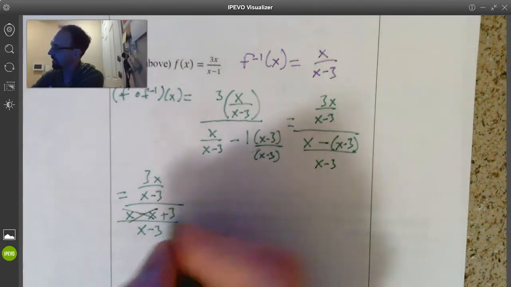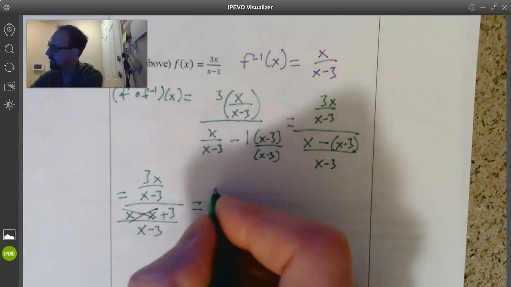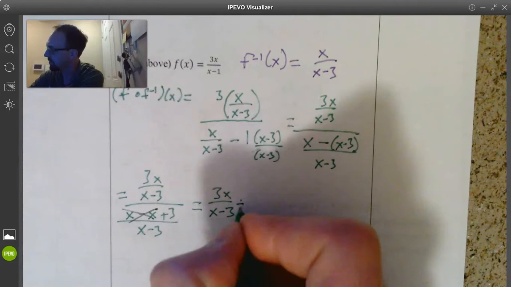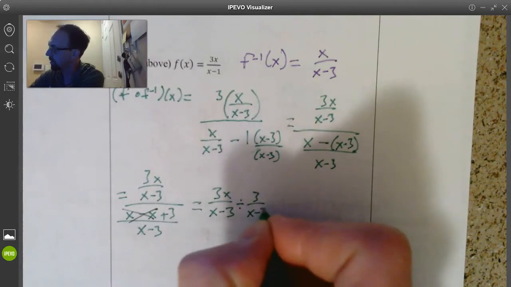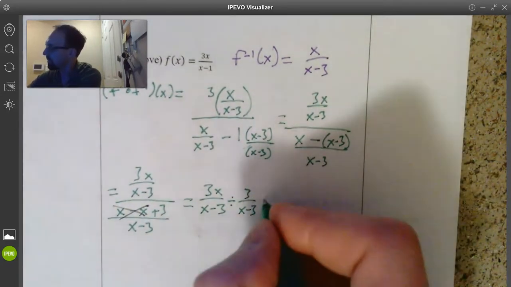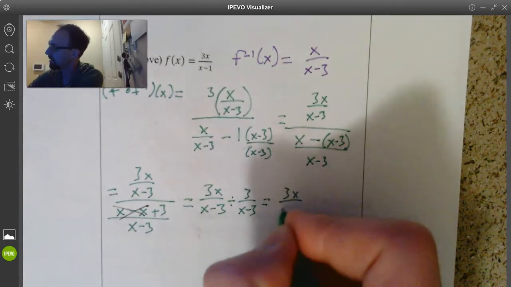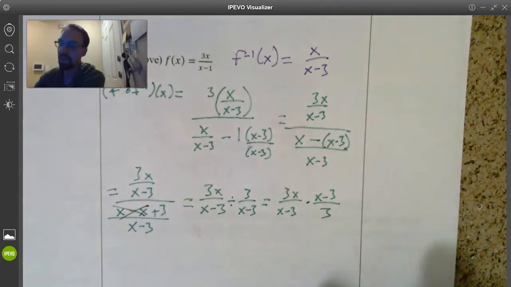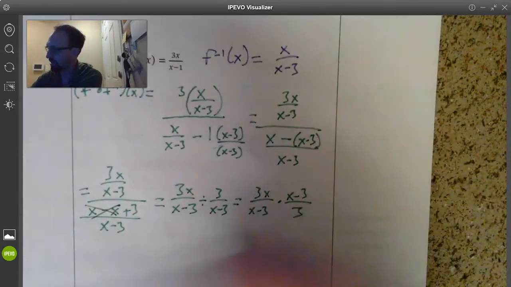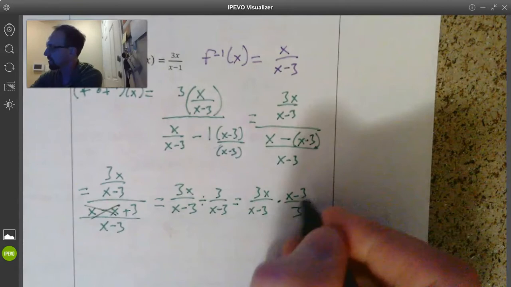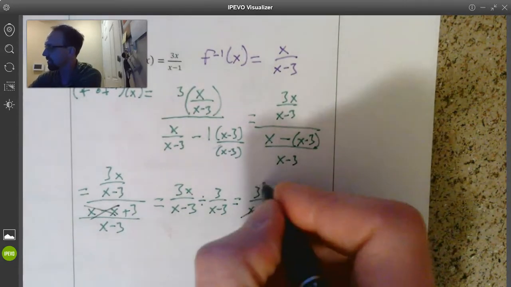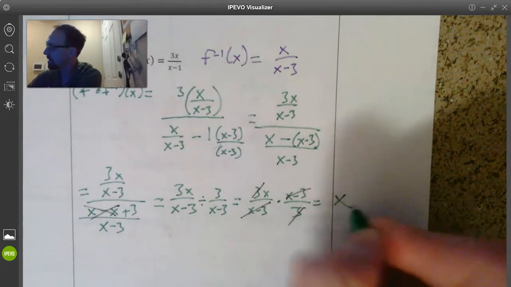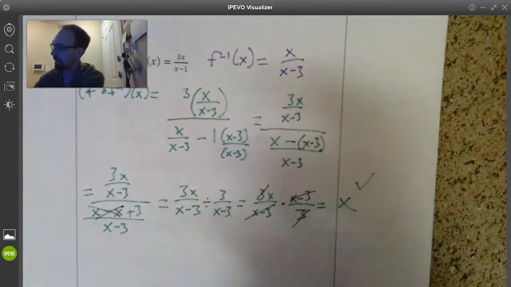So now what I have is this 3. Now I can turn this into 3x over x minus 3 divided by 3 over x minus 3. Now we can multiply by the reciprocal, 3x over x minus 3 times x minus 3 over 3. Now you see that we have a lot of simplification here. The x minus 3s simplify, the 3s simplify, and we are left with just x. Hooray! That's what we wanted. So that does verify that direction.